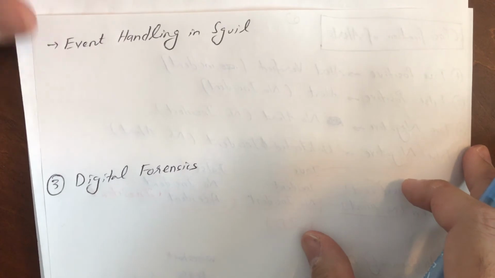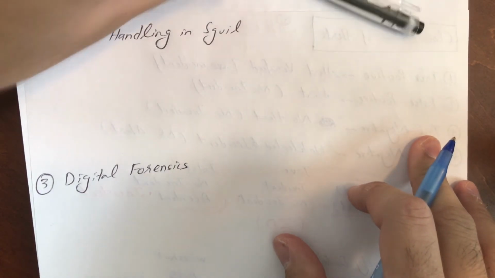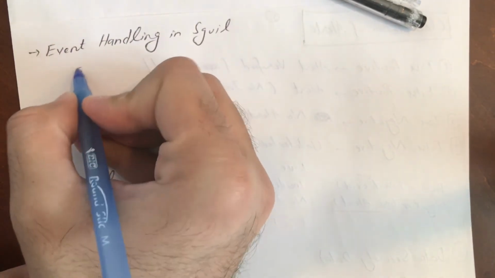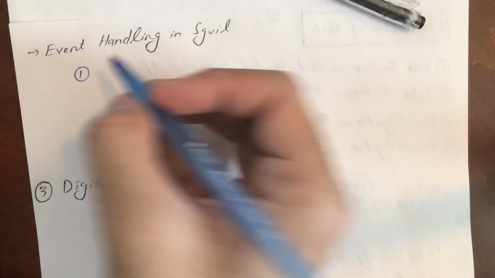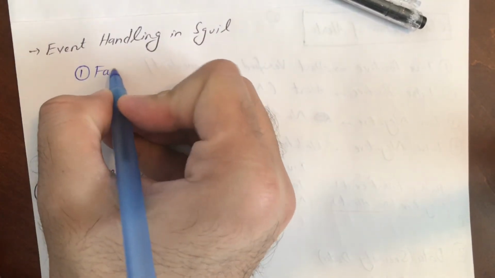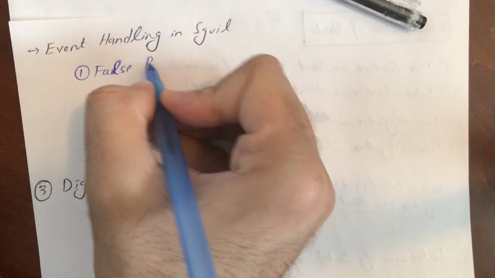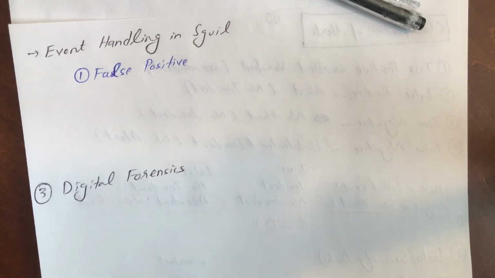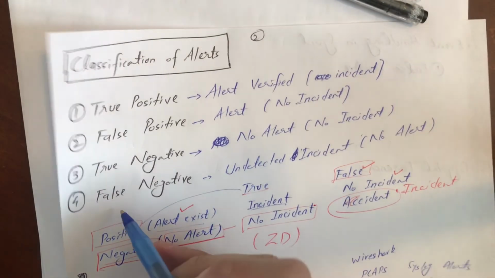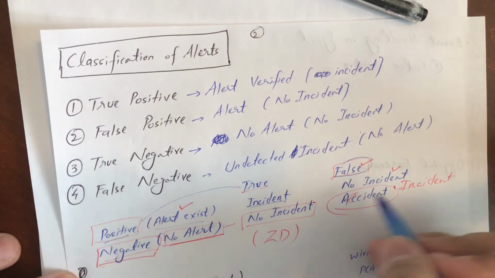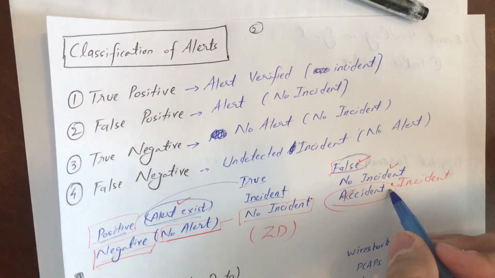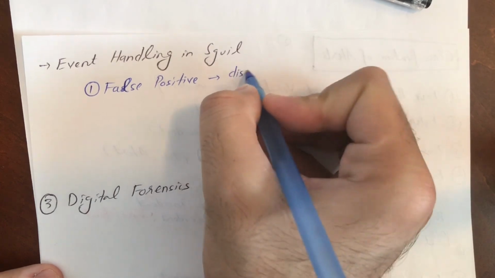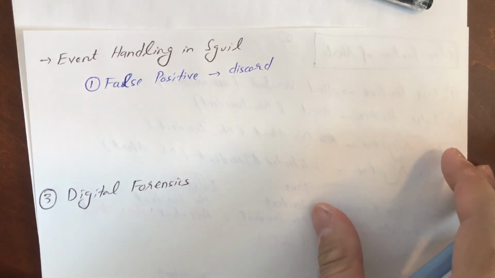For example, if an event occurs, how do we handle it in Sguil? In order to handle an event in Sguil, there are mainly three options, or you can say three main techniques. Number one, when an alert is generated, for example, if we receive a false positive, it means there is an alert, but no incident happened. If you see this figure, false positive: the alert exists, but nothing happened. So if nothing happened but we got a false alarm, we need to discard it, just to reduce the burden.